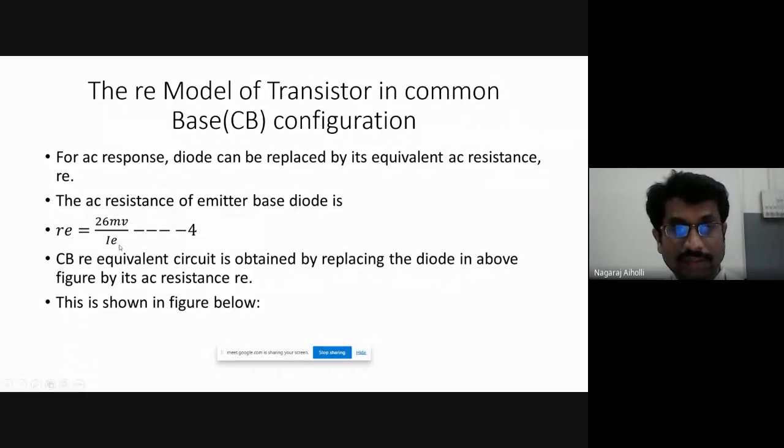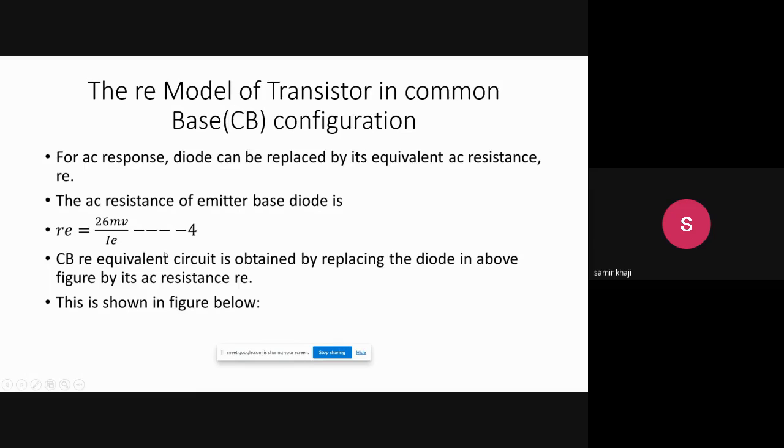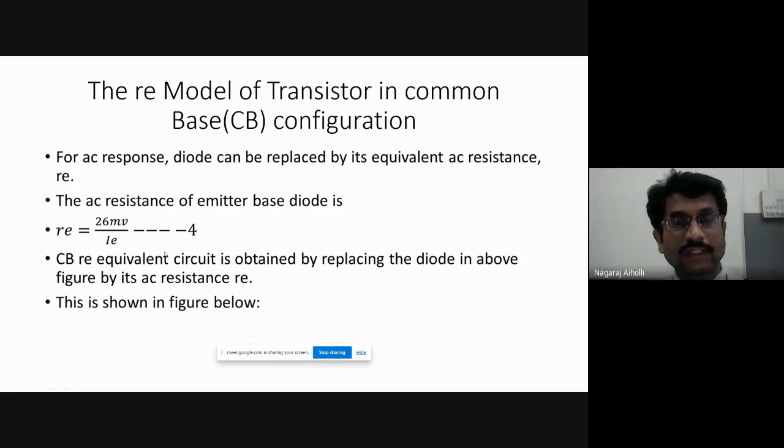This formula we have discussed, how it has arrived. Can anybody recollect? How has this formula RE equal to 26 millivolt by IE arrived? Based on which equation? Shockley's equation, very good. ID is equal to IS into e raised to VD upon eta VT minus 1. That is the diode Shockley's equation. From that equation, this formula has come into picture.